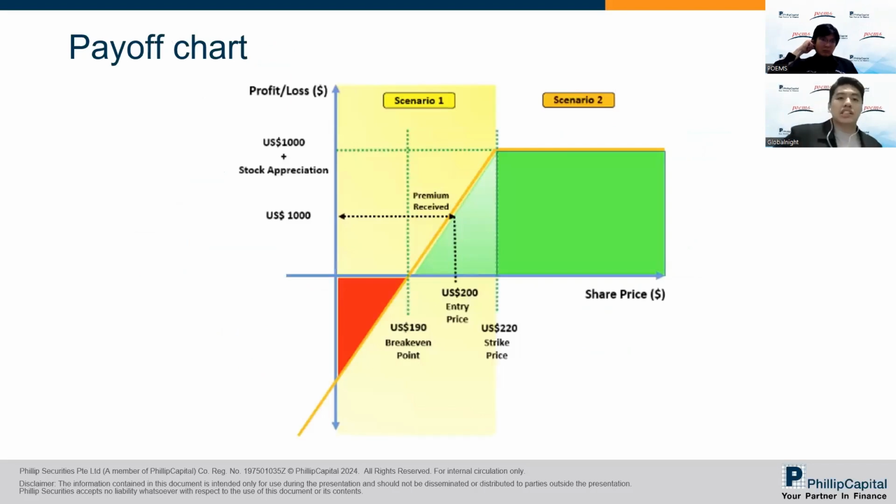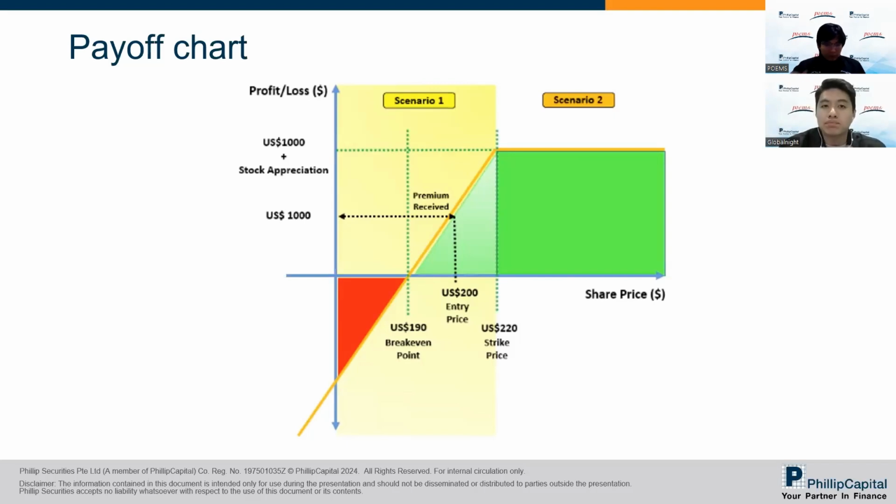So this is actually the payoff chart. I wouldn't go into much detail here. It just highlights scenario 1 and scenario 2. Scenario 2 is when you do a covered call, right? Your upside is actually limited by the strike price. So whatever you gain, the maximum of it is the strike price plus whatever premium you got from it.